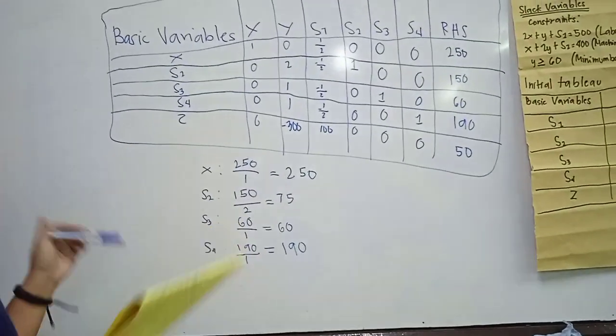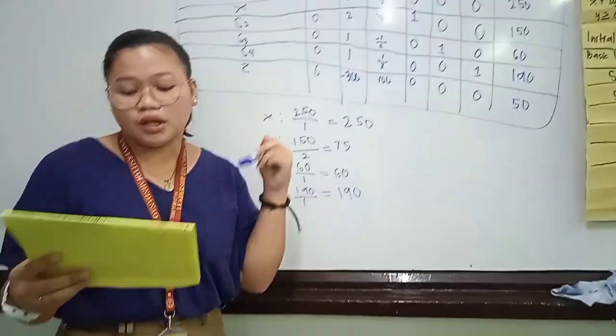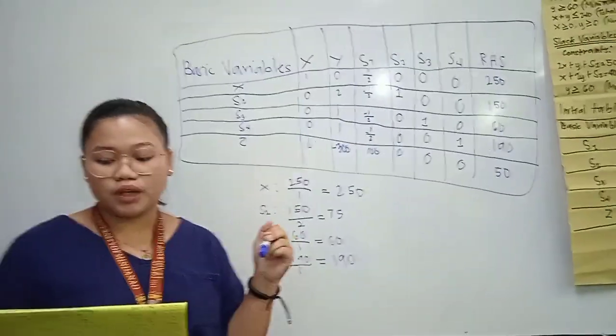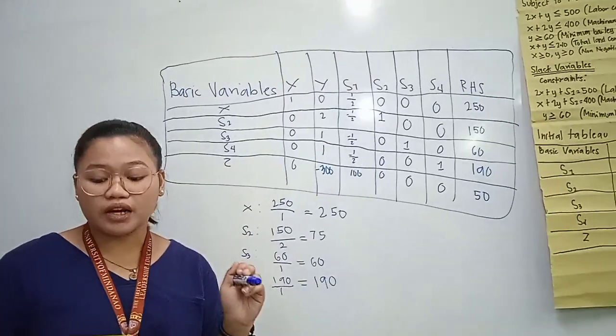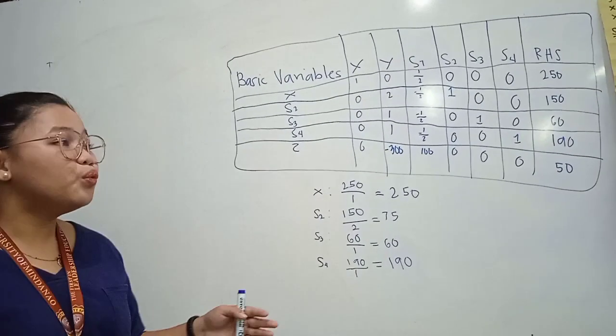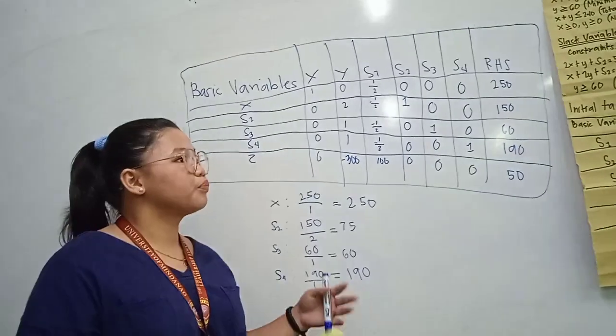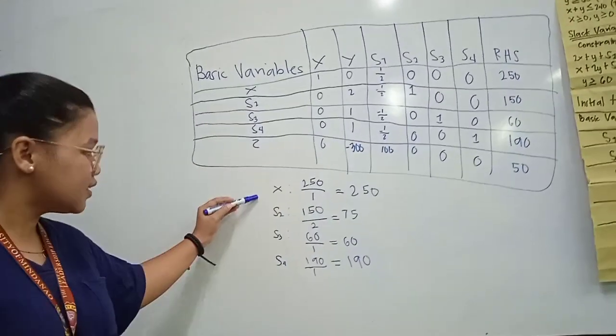Next we need to select the pivot row. To determine this, we compute the ratios of RHS to the coefficient of the entering variable in each row. So again, we just repeat our solving like this.